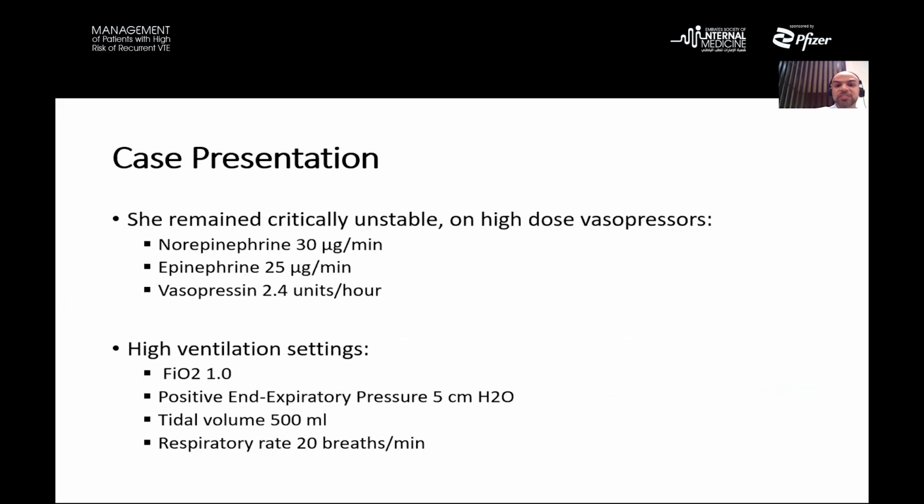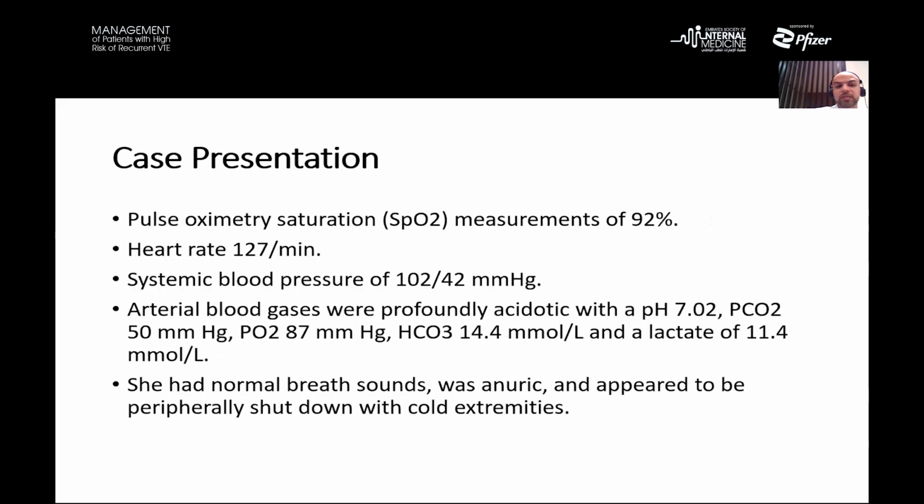On arrival, the patient was critically ill and on maximum doses of 3 vasopressors, with a high FiO2 of 100%, a respiratory rate of 20, and PEEP of 5. The vital signs at presentation: pulse oximetry was 92%, heart rate was 127 per minute, and with vasopressor support the systolic blood pressure was 102. The ABG showed severe metabolic acidosis and lactic acidosis as well. Examination was unremarkable except for no urine output from the Foley catheter, and the patient had cold extremities.